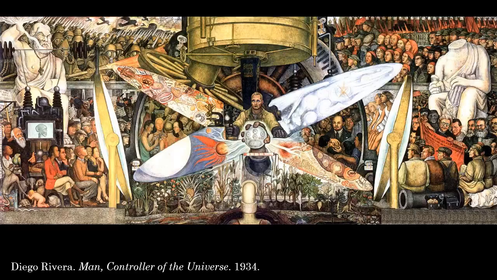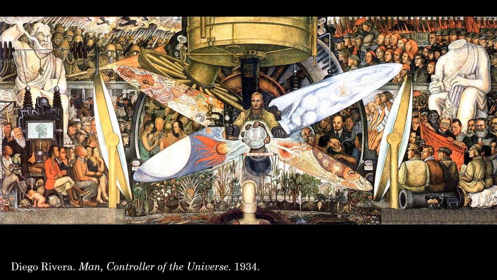Now, one of the artist's greatest murals, called Man Controller of the Universe, was originally planned for New York City as part of the Rockefeller Center. And Diego is commissioned to paint this mural on the theme Man at the Crossroads, looking with hope and high vision to the choosing of a new and better future.